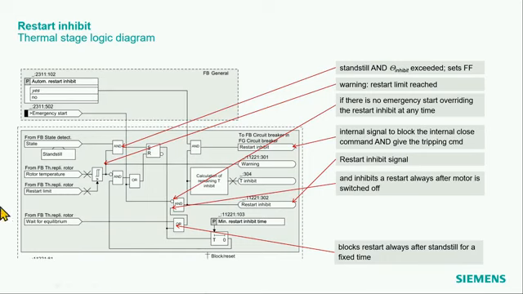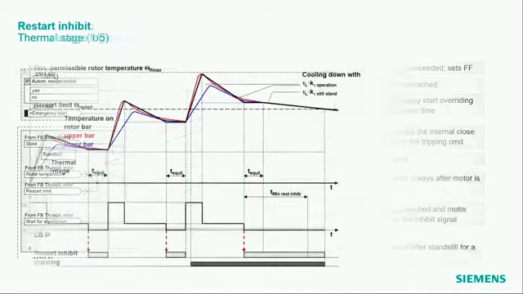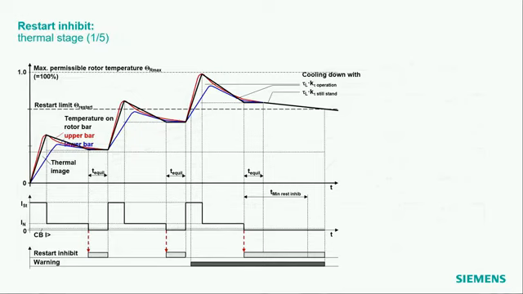Okay, then we have this equilibrium time here, and this blocks the restart always after standstill for a fixed time. Okay. Yeah, and then we have the minimum restart inhibit time. So this goes in parallel to this restart inhibit signal. That means whatever is longer blocks the closing command for the longer time. I have an example, a couple of examples where we see how this function works. Okay, so here we have an example for the 3 starts from 0. So full stress, the motor is started here until that point here.